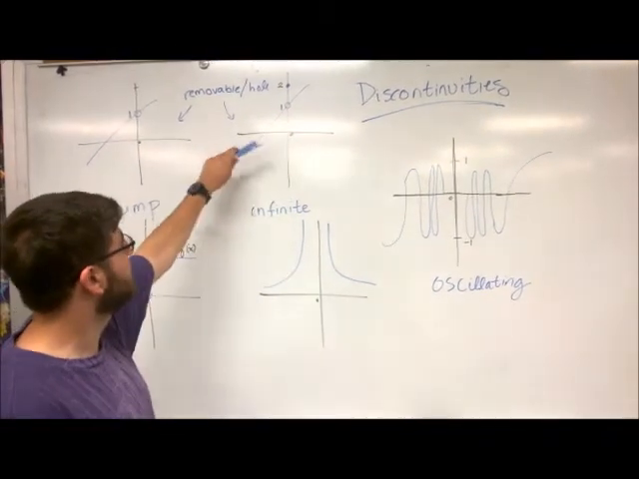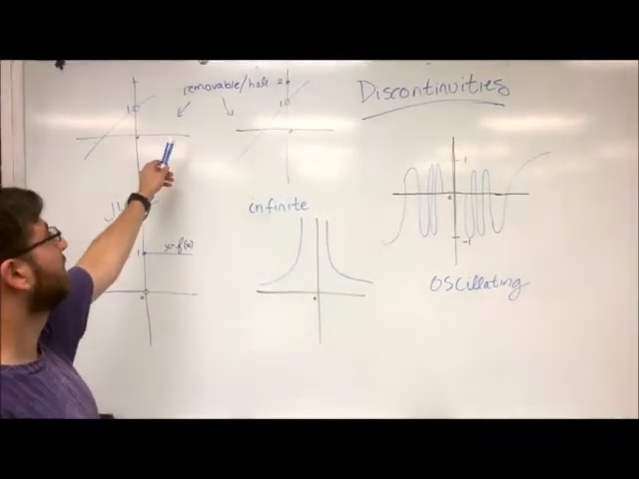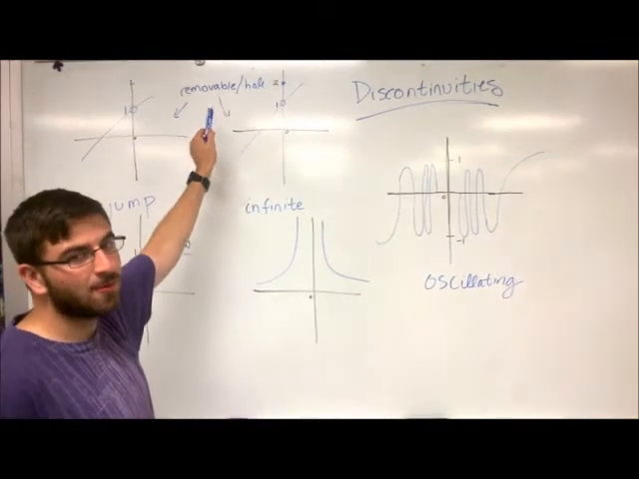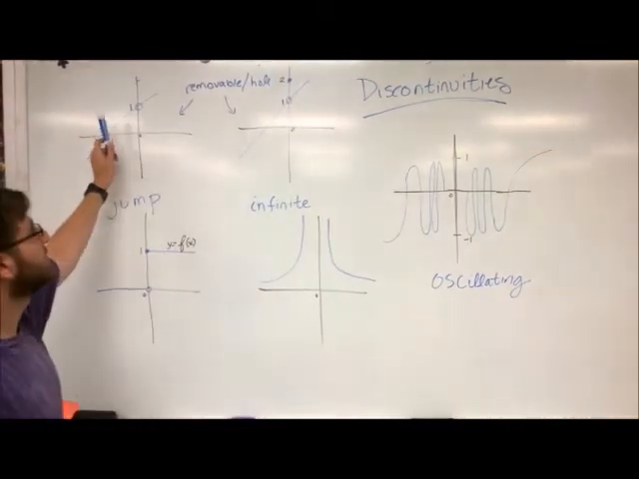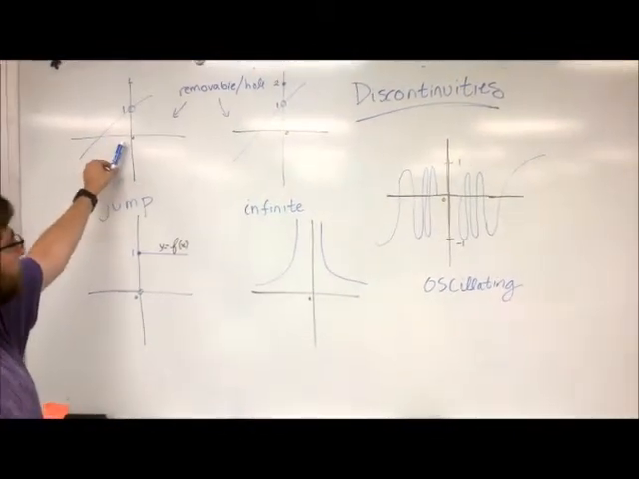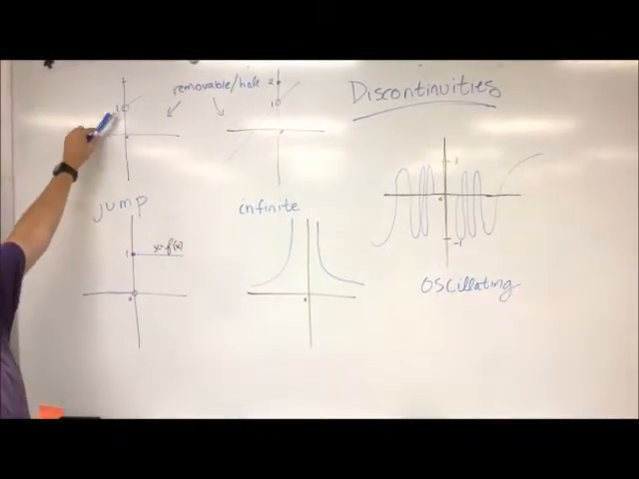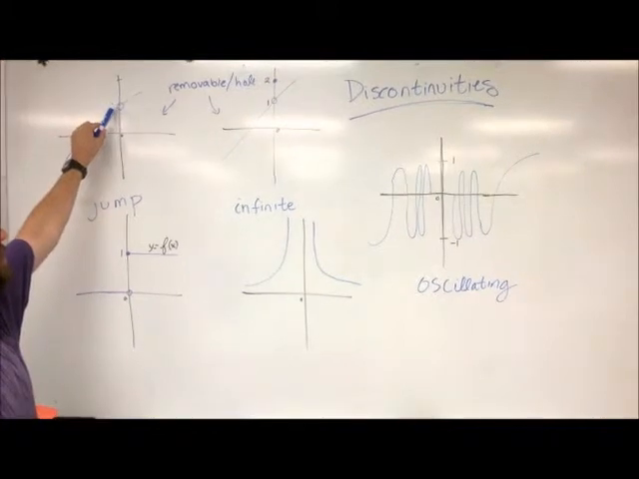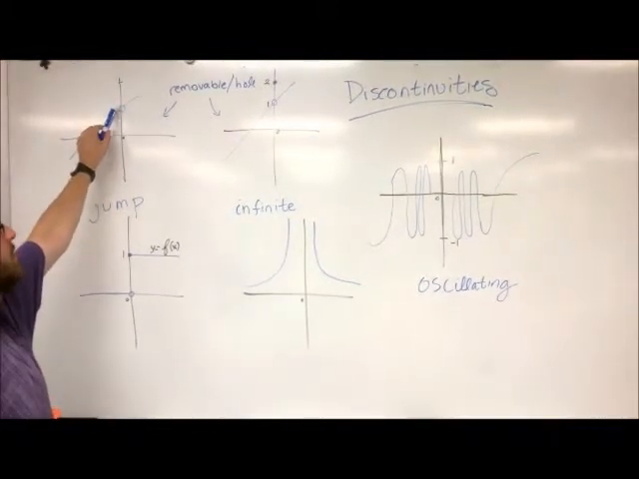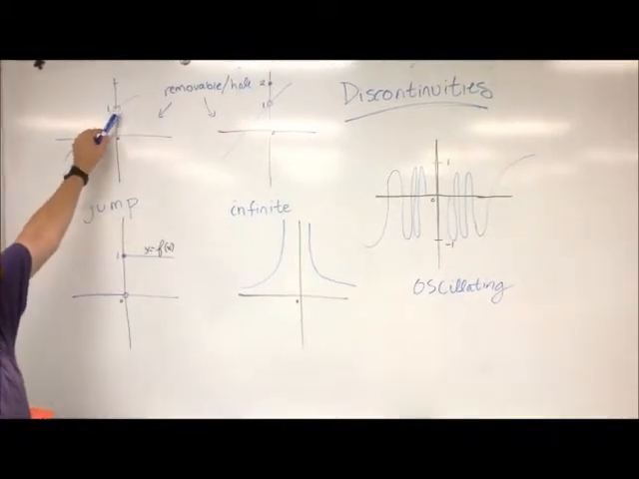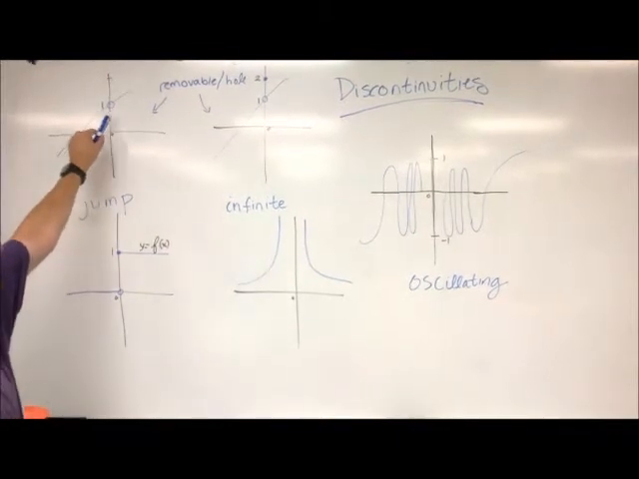Alright, now there are several different types of discontinuities. And these two discontinuities right here are removable discontinuities, or holes. So in this discontinuity, when you look at f of 0, the limit would be 1, but the actual value is not there. So it would be discontinuous. So there's a hole right there.